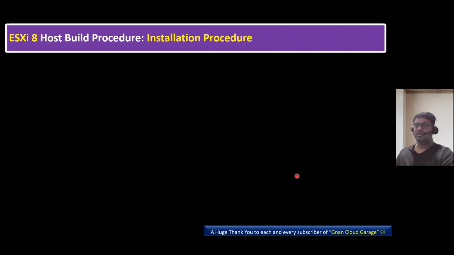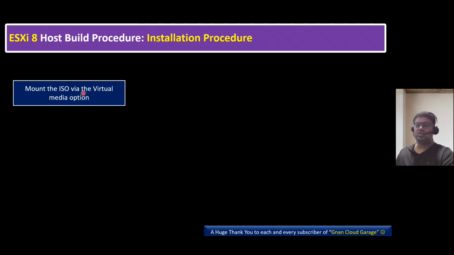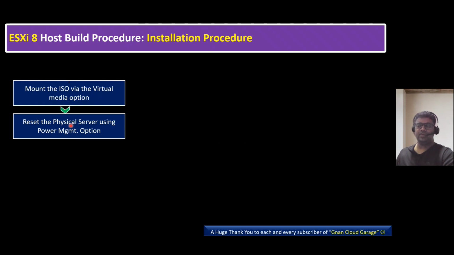Now the next step is the installation procedure. Just mount the ISO via the virtual media option. Normally the virtual media option is available in iLO, Integrated Lights Out, or any of the remote management consoles. Once the ISO is mounted, we can reset, and it will start booting from the ISO.